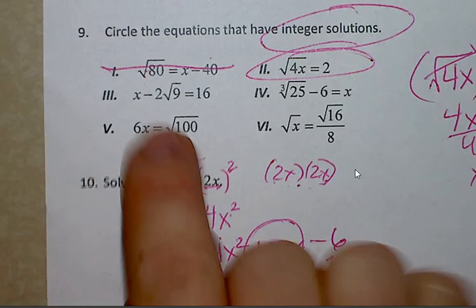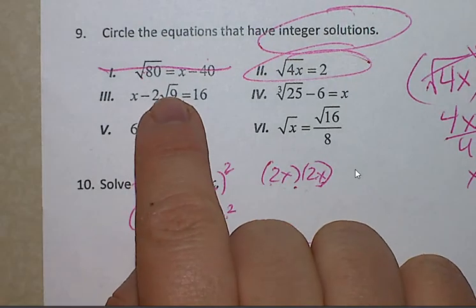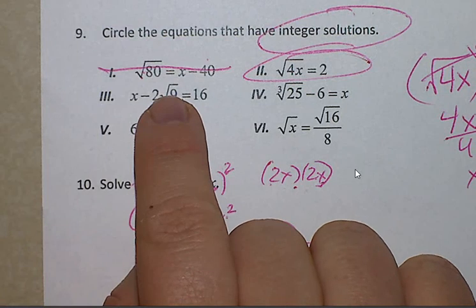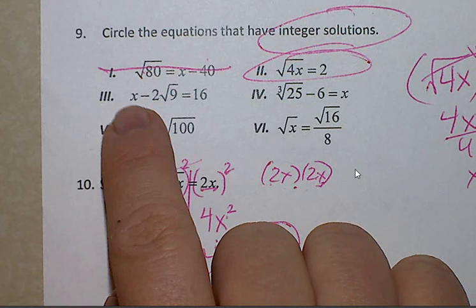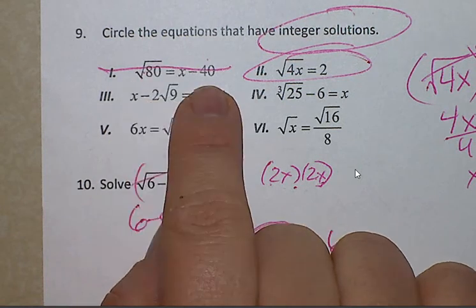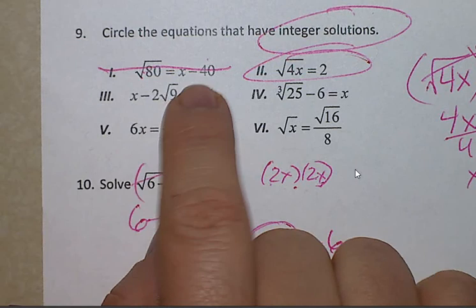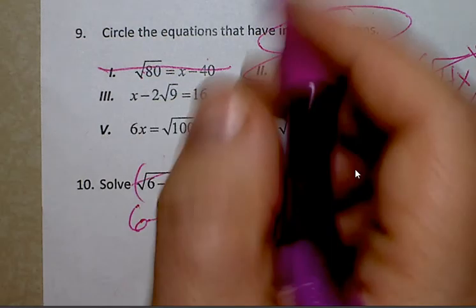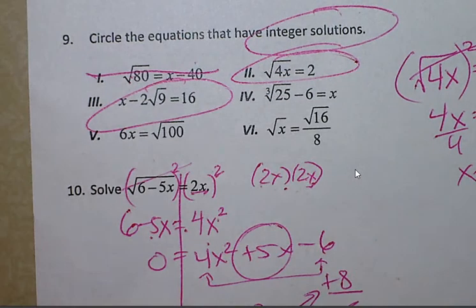Let's do some mental math. The square root of 9 is 3. 2 times 3 is 6. So I have x subtract 6 equals 16. I add 6 to both sides, and I get x equals 22. Pretty answer? Done. When I say pretty answer, I'm referring to a nice integer number.